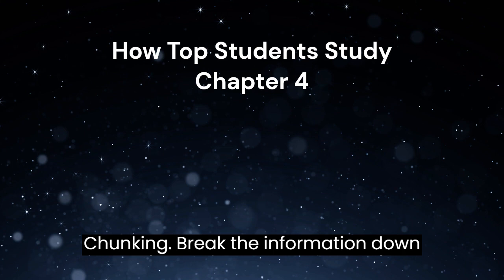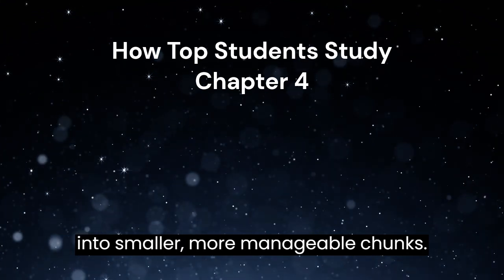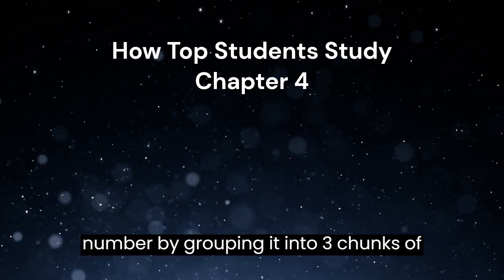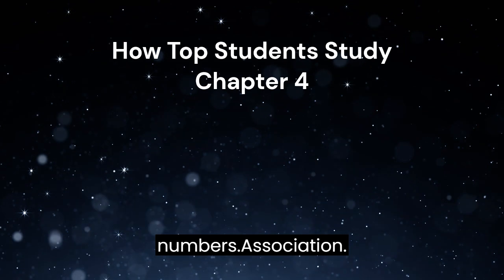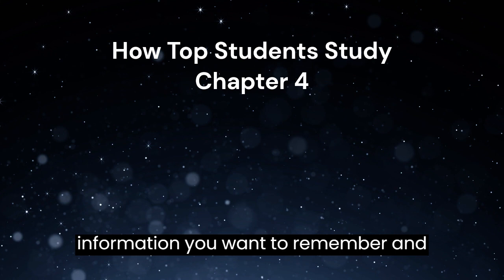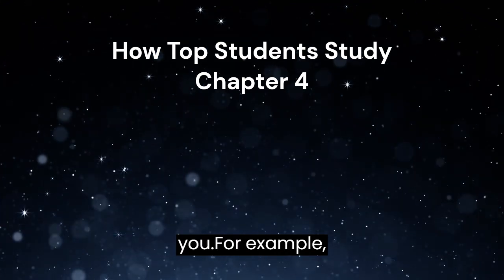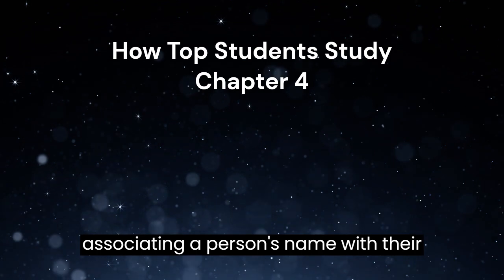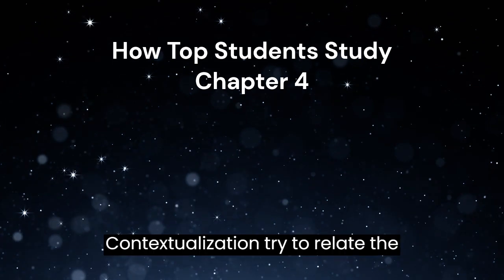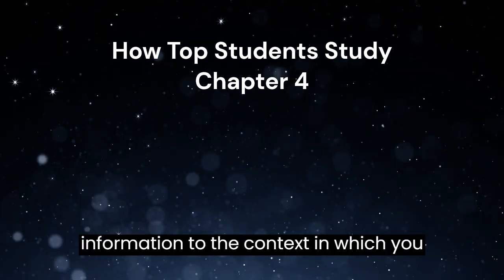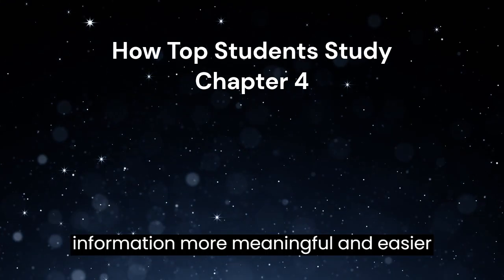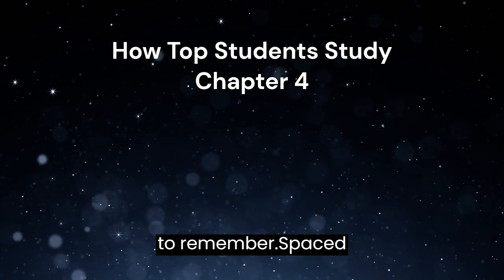Chunking. Break the information down into smaller, more manageable chunks. For example, remembering a 10-digit phone number by grouping it into 3 chunks of numbers. Association. Create associations between the information you want to remember and something that is already familiar to you. For example, associating a person's name with their occupation or a physical characteristic. Contextualization. Try to relate the information to the context in which you learned it. This can help to make the information more meaningful and easier to remember.